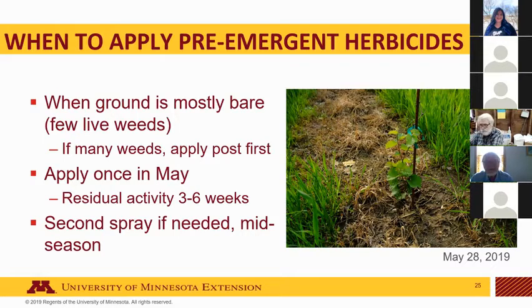So I do recommend doing a pre-emergent herbicide generally once in May at the beginning of the season. And if you do that, it's going to have residual activity for 3 to 6 weeks. Again, it's going to be best to do that application before you see a lot of weeds start coming up. You can do a second spray if needed mid-season once that residual period has started tapering off and once you start seeing new weeds come up.